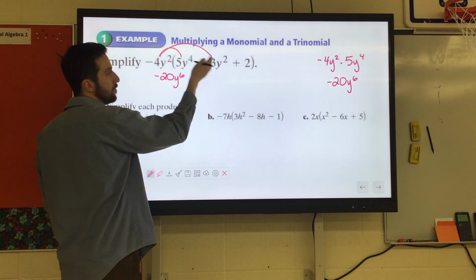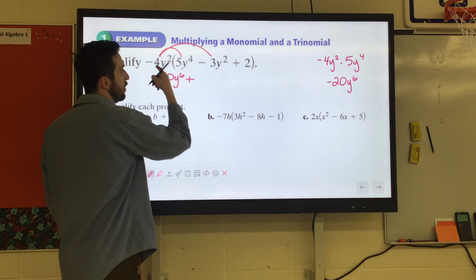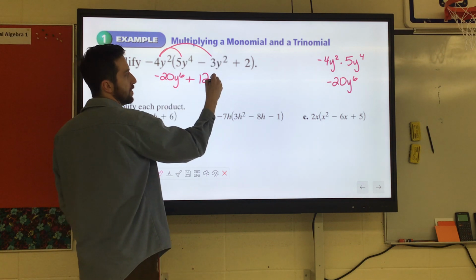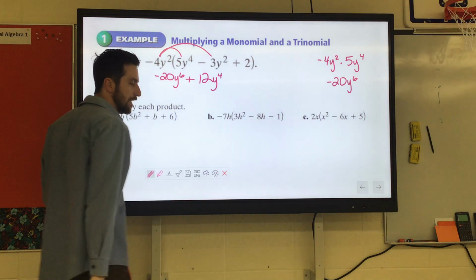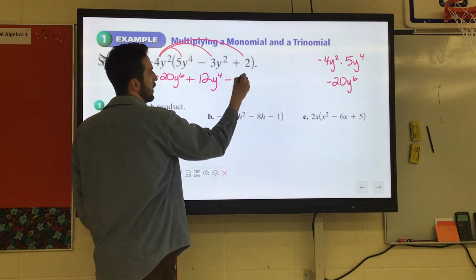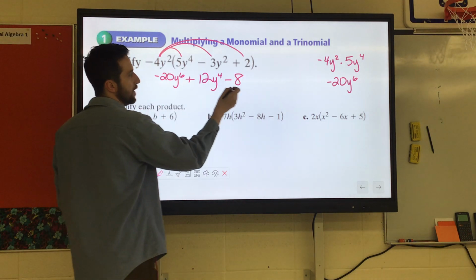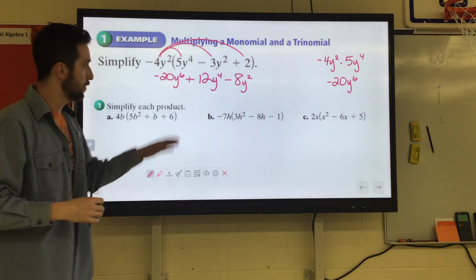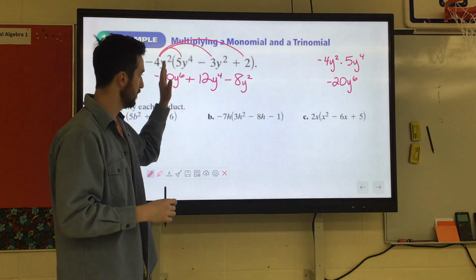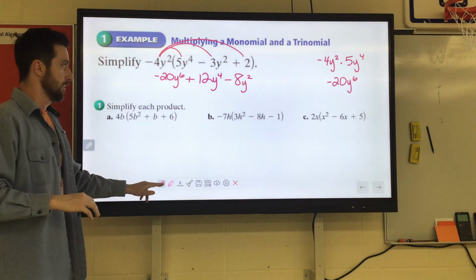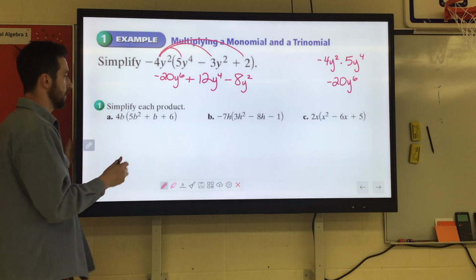Now here we have a negative times negative. I know that's plus. 4 times 3 is 12. Y to the second times y to the second, we add the exponents, and it's y to the fourth. Here, negative 4 times 2 is negative 8, and we just have y to the second. Make sure it's in standard form, your highest exponents first. Good, 6, 4, 2, great. Here we go. Let's try 3 more.